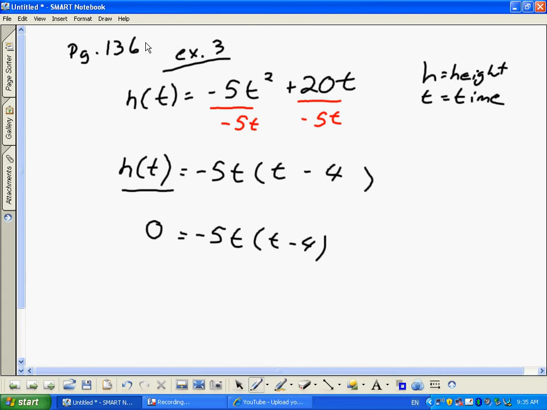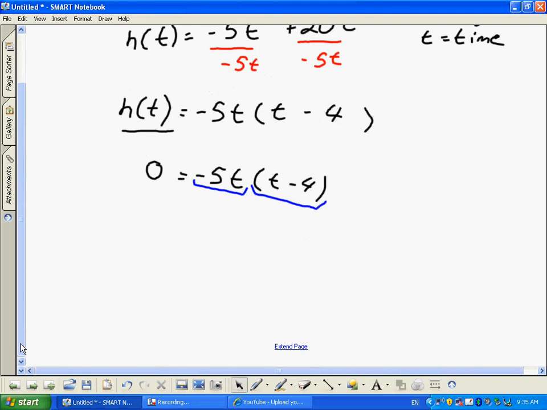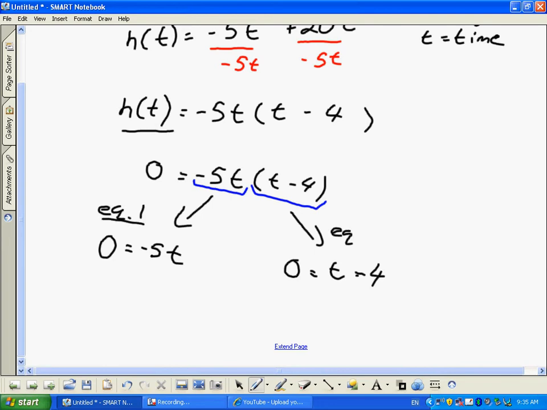Once again, even though there's only one set of brackets, still think of this as a separate number and a separate number. We're going to split our equation again, and we're going to set those two numbers equal to 0 and solve for the variables. So, one of the equations is going to become 0 equals -5t. The other equation is going to be 0 equals t minus 4. So I now have two separate equations. We'll call this equation 1 and equation 2.